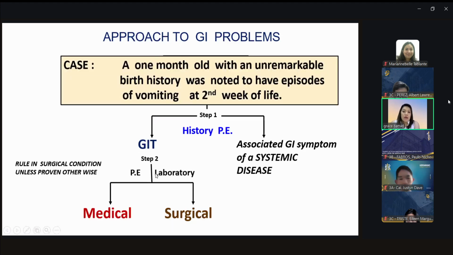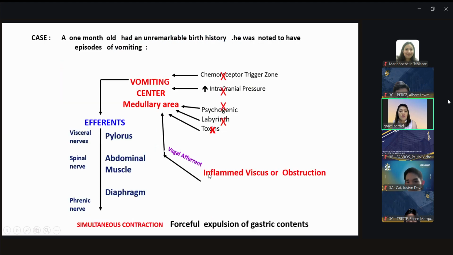This is a 1 month old with unremarkable birth history who was noted to have episodes of vomiting at the second week of life. The birth history is essentially normal. She was feeding well until the second week of life, when vomiting episodes started. In this case, you will have to check whether it's an associated GI symptom or a primary GI problem. So, what is vomiting?